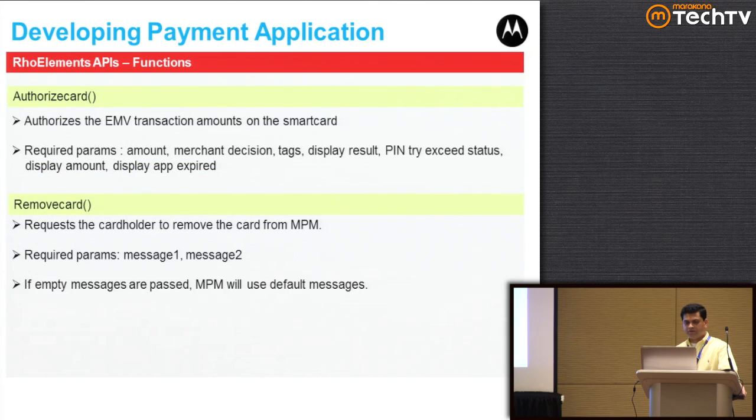Authorize card. Authorize card authorizes the transaction amount on the smart card. You send it, saying this is how much I want to charge, and the reader takes that and passes it to the chip. The chip says yes, and then you're all fine. Remove card. This is for inserting contact transactions. Once you're done, you want to say remove your card, because if you don't do it, they won't know when to remove it.